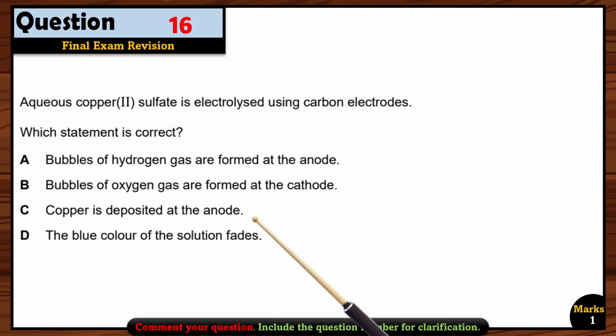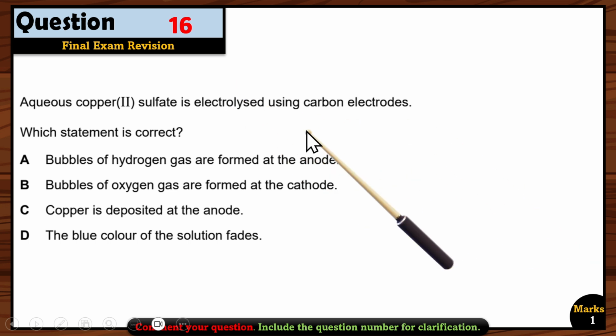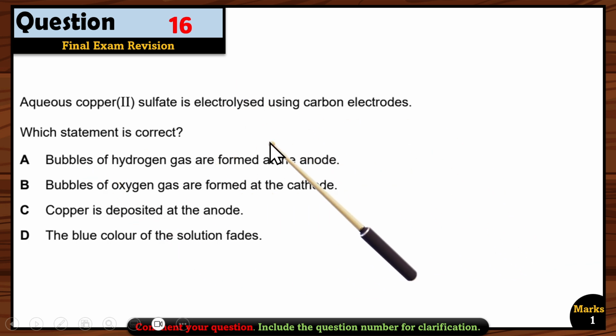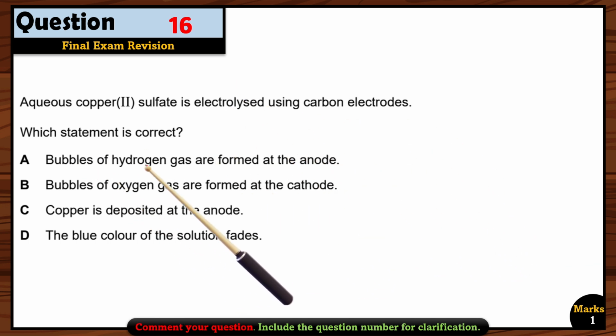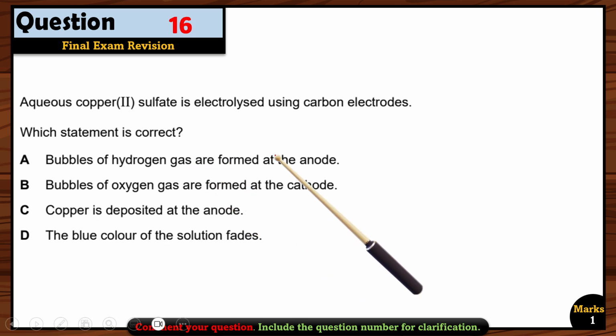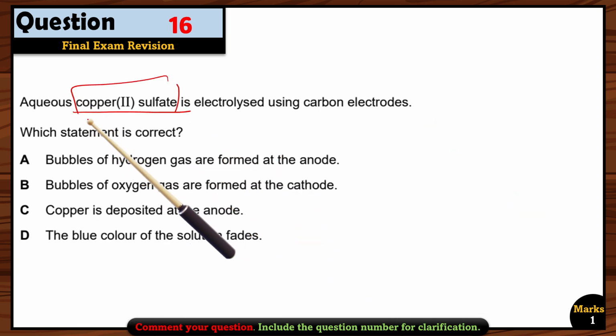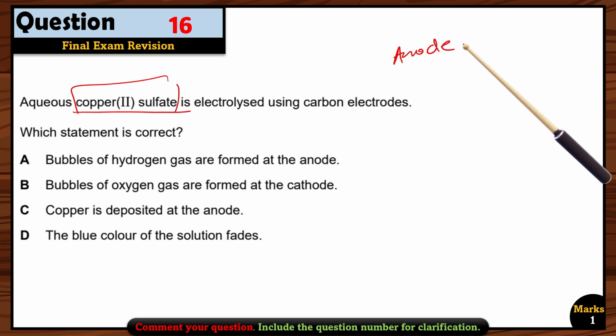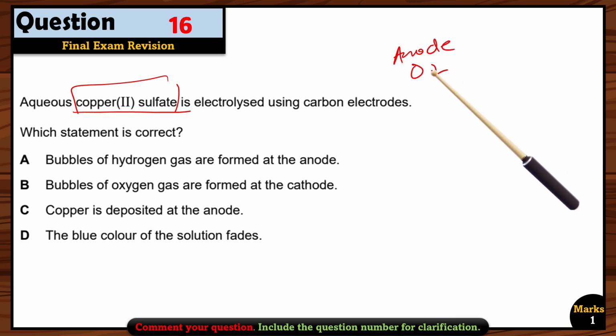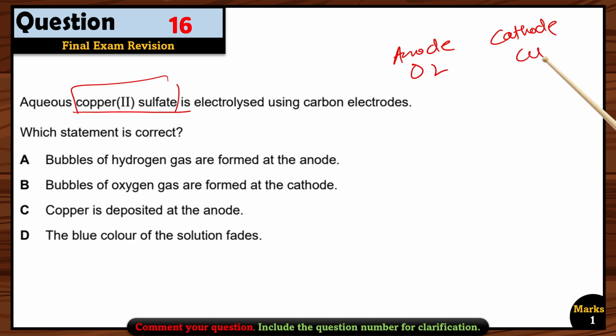Question 16. Aqueous copper sulfate is electrolyzed using carbon electrodes. Which statement is correct? Bubbles of hydrogen gas are formed at the anode. Okay, so again we see here copper sulfate we have. So at the anode, what are we going to get? Oxygen, right? At the cathode, we are going to get copper. So at the anode, what's happening? Oxygen. So they say hydrogen gas.